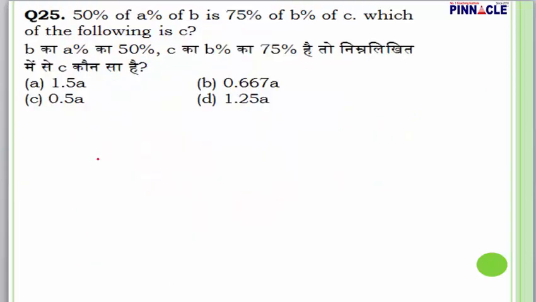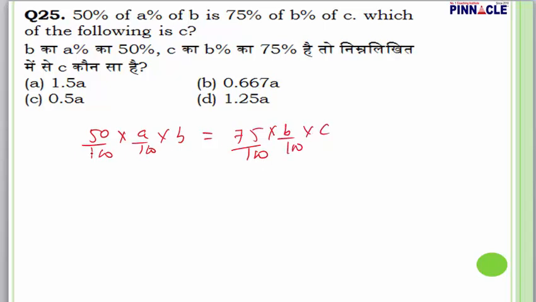Next question, question number 25. 50% of A percentage of B is 75% of B percentage of C. Which of the following is C? Now, according to the statement, 50 by 100 of A by 100 of B is equal to 75 by 100 of B by 100 of C. Now, you can cancel B to B, and 2A divided by 3 is equal to C.